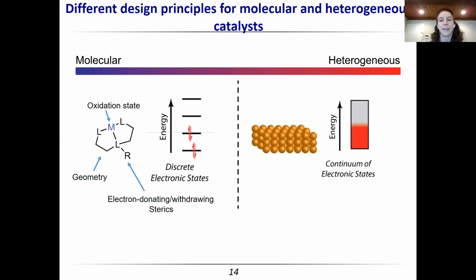Now, with heterogeneous catalysis, if I'm doing the reaction at the electrode surface, all of this goes out the window because we're not dealing with molecular orbitals anymore. We instead, in a metal, have so many energy levels so close together that it's better to think of it as a continuum of electronic states. So here I'm representing gold, but any metal, we're going to have this band structure. That doesn't mean we don't have ways to tune the catalyst.